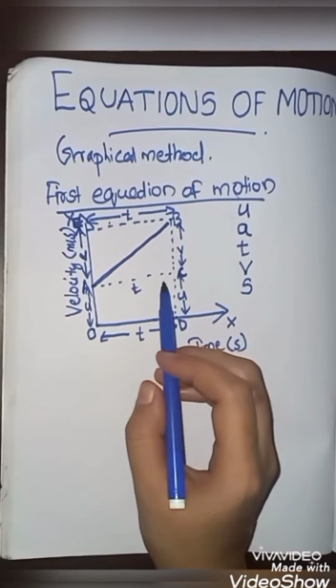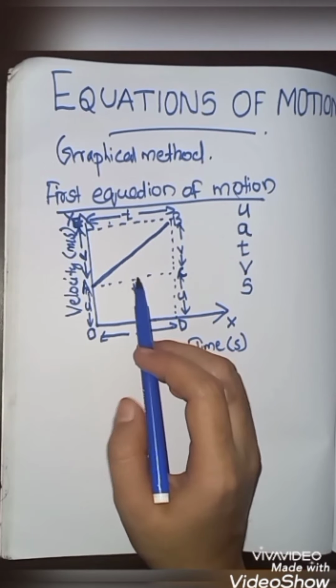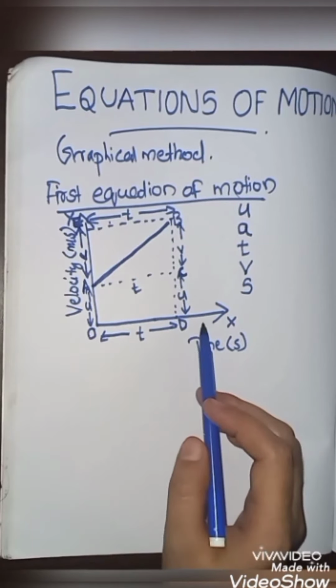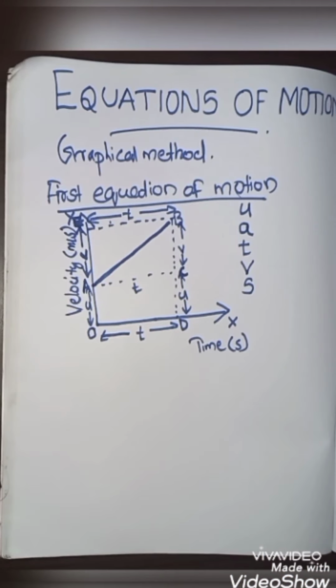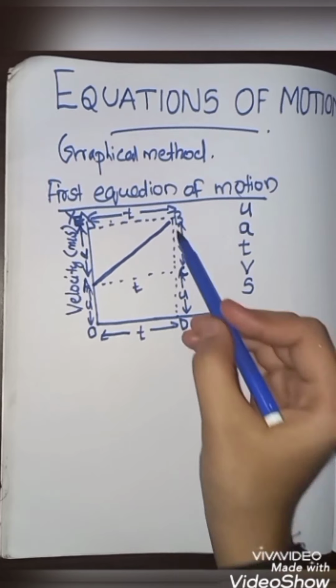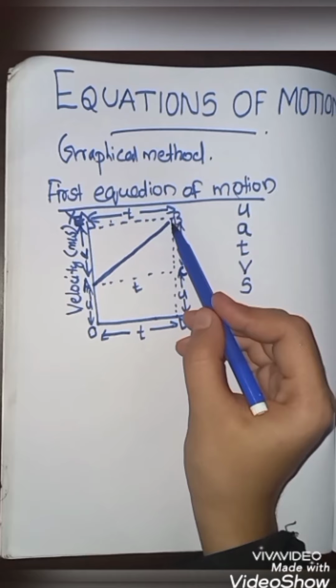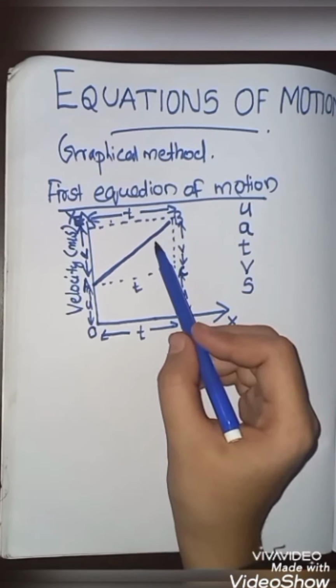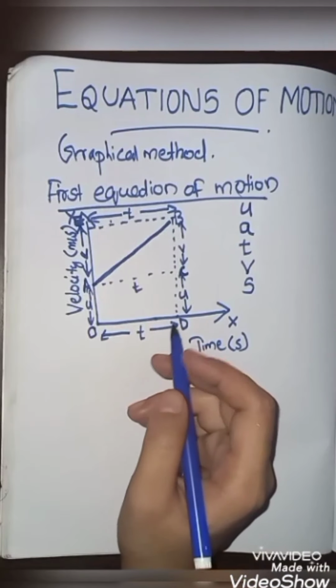Then how can we calculate the acceleration from this velocity time graph? While studying the velocity time graph, we discussed that the slope of the velocity time graph gives the acceleration. The slope of this graph gives the acceleration.